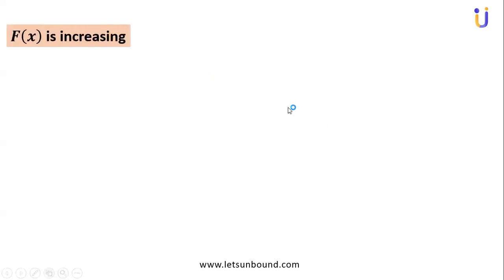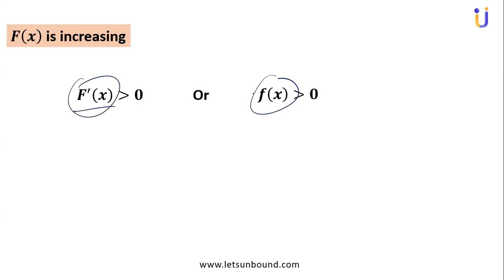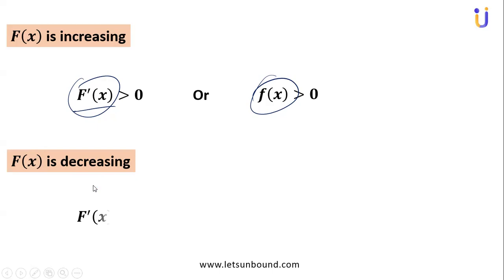Now, if the accumulation function F of x is increasing, then F dash of x, that derivative, should be greater than 0. But I want it in function form, not like F dash of x. So there are two choices, or f of x, because F dash of x and f of x are the same. And F of x is decreasing means, of course, F dash should be less than 0, or f of x should be less than 0, because they are the same.